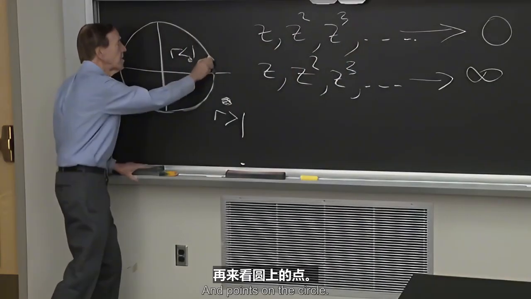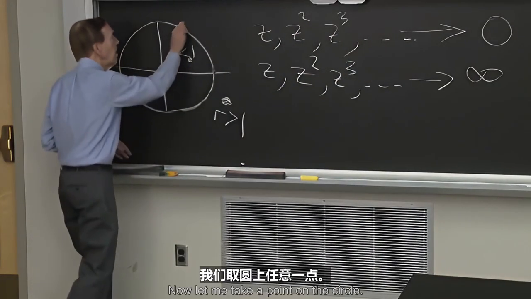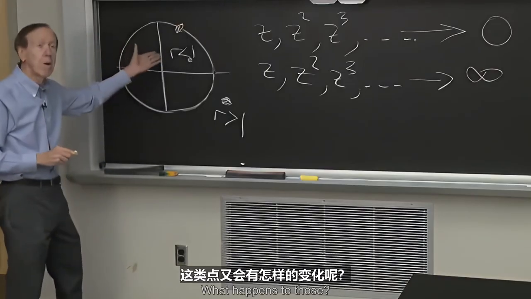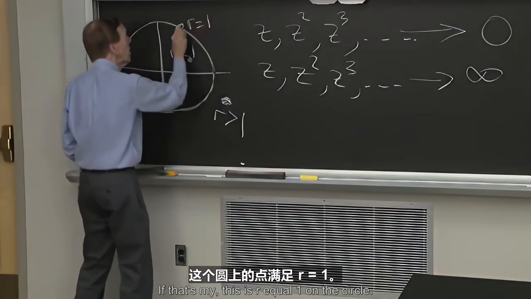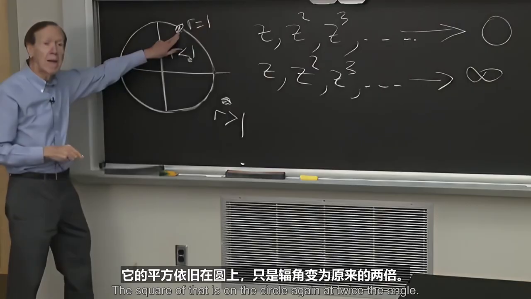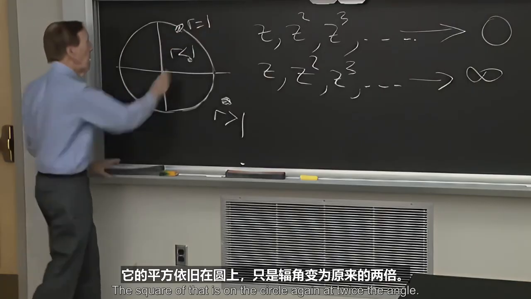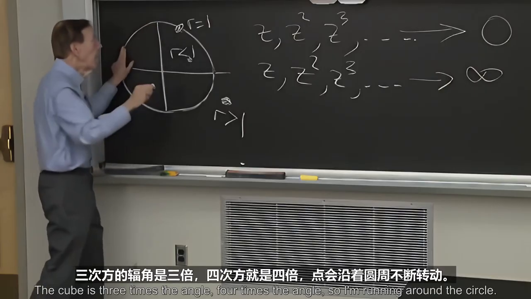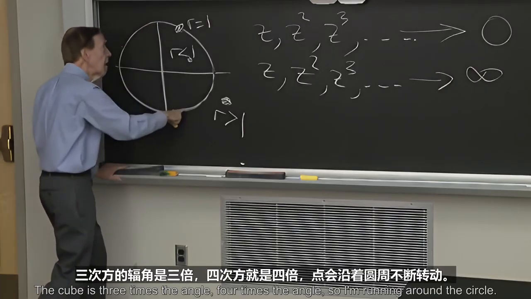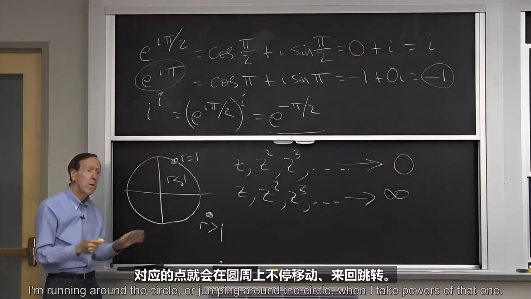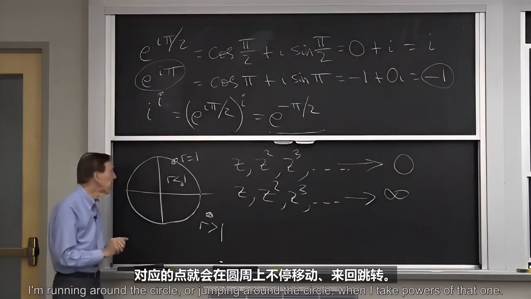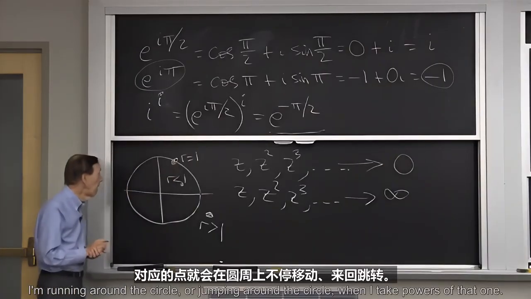Okay. And points on the circle. Now let me take a point on the circle. What happens to those? This is r equal 1 on the circle. The square of that is on the circle again, at twice the angle. The cube is 3 times the angle, 4 times the angle. So I'm running around the circle, or jumping around the circle, when I take powers of that one.